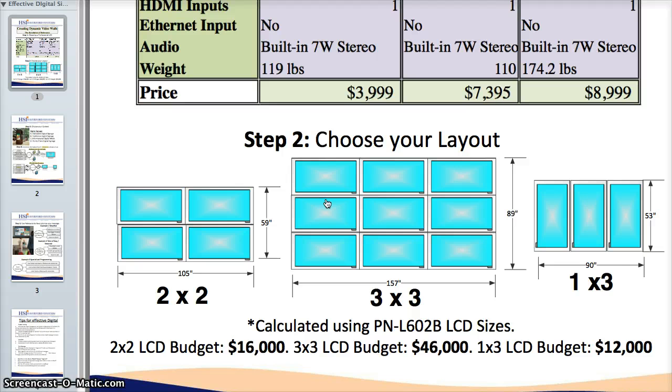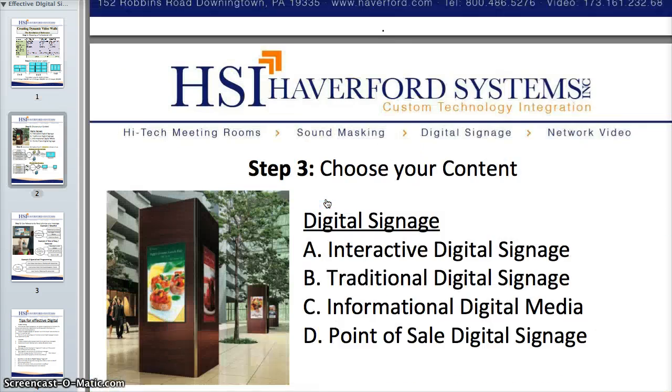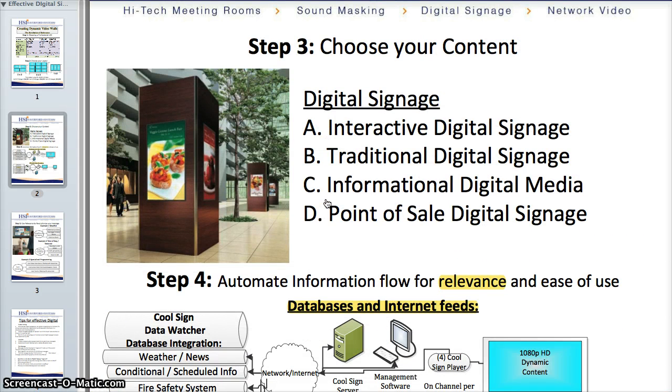And just a brief budget calculation here, a 2x2 60-inch LCD layout is only $16,000 for the cost of the LCDs. Traditionally, a 100-inch Panasonic LCD, I think it was 102-inch, would cost $30,000-$40,000 itself. So with prices coming down for professional LCDs so quickly, you can create dynamic video walls for a fraction of the traditional price. Step 3 is choosing your content.